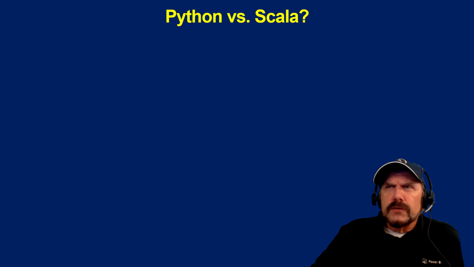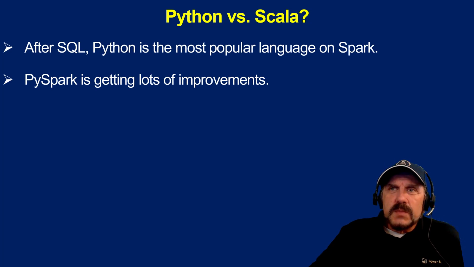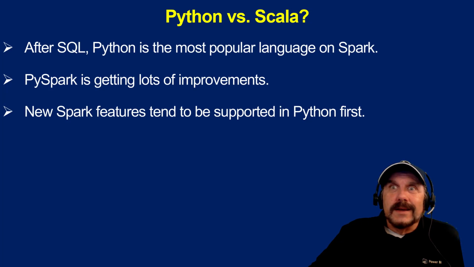So Python versus Scala. After SQL, Python is the most popular language on Spark. And PySpark is getting lots and lots of improvements. Databricks is clearly putting a lot of work into Python support in Spark. And open source projects like Arrow just make it even better, just keep eliminating the kind of roadblocks that we've had in the past. New Spark features tend to be supported in Python first.